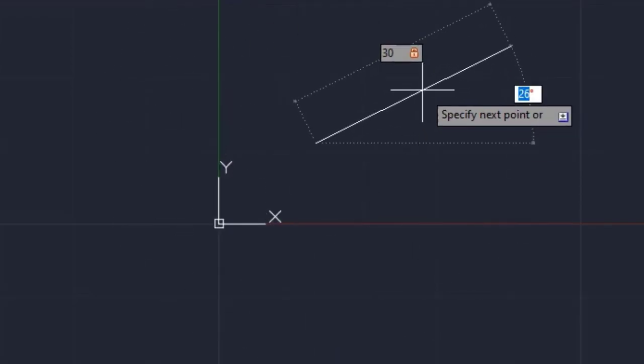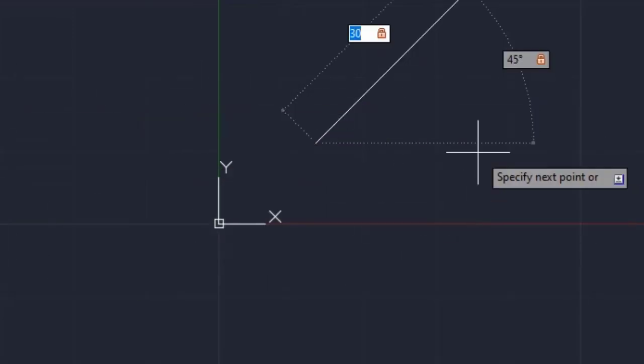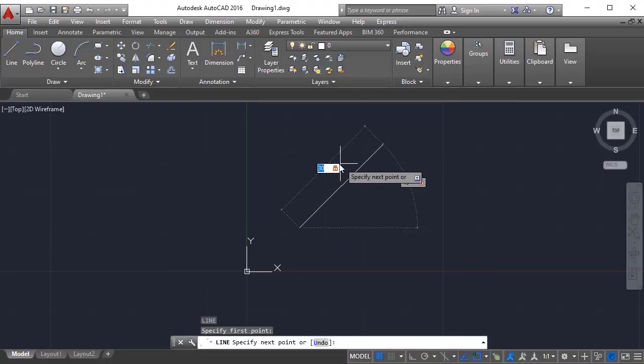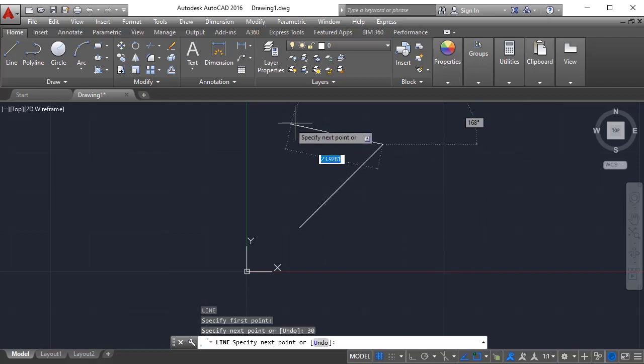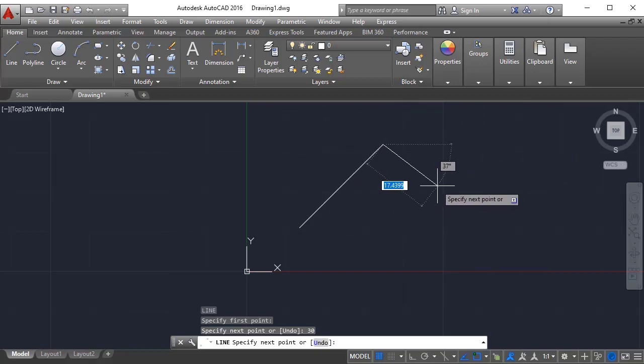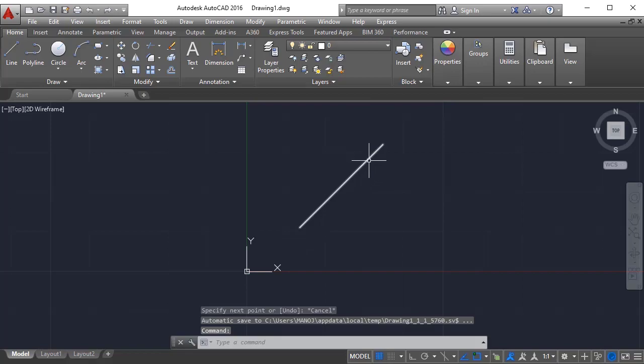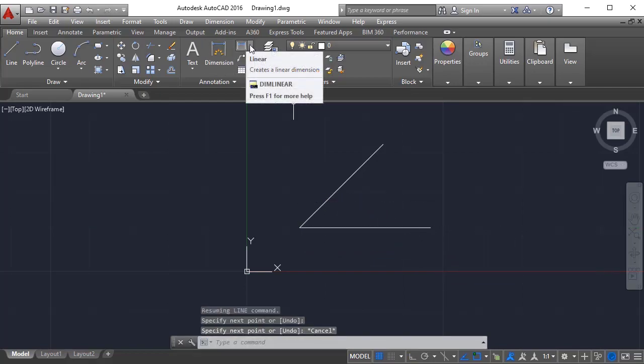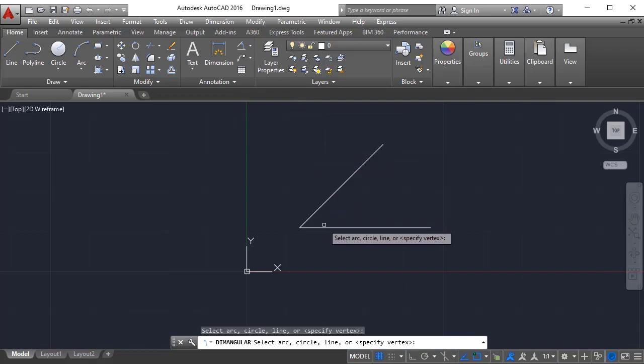If I use length as 45 and tab again, even if I am moving the cursor, it won't change much here. Why? Because both the length and the angle are locked. All you need to do is click somewhere or press Enter. Again it is released. You remember I specified a line length of 30 and an angle of 45. I'm just using a line to verify that the angle is 45 degrees.